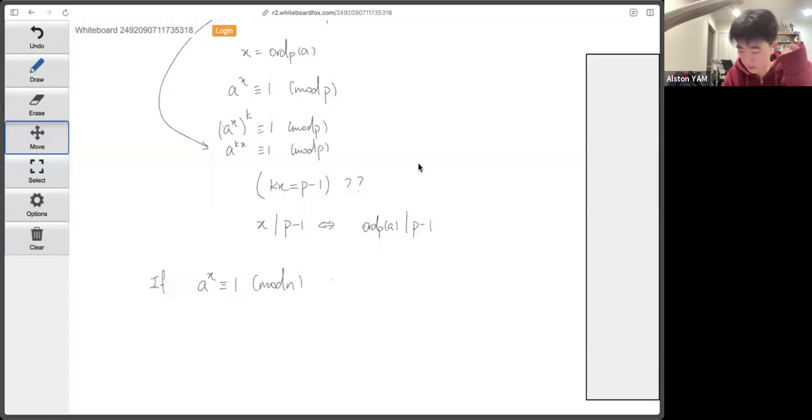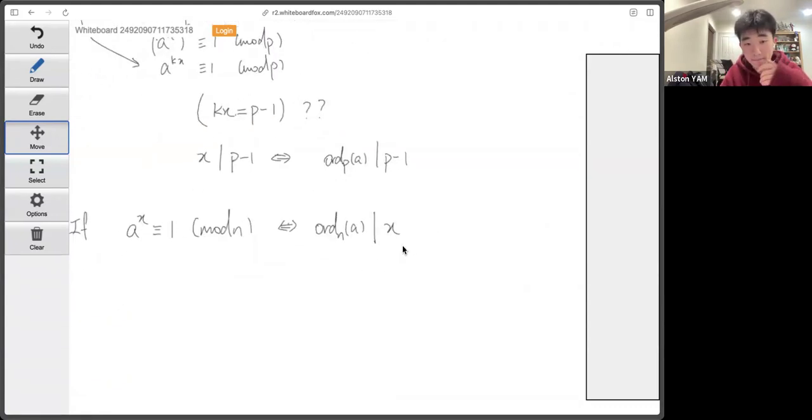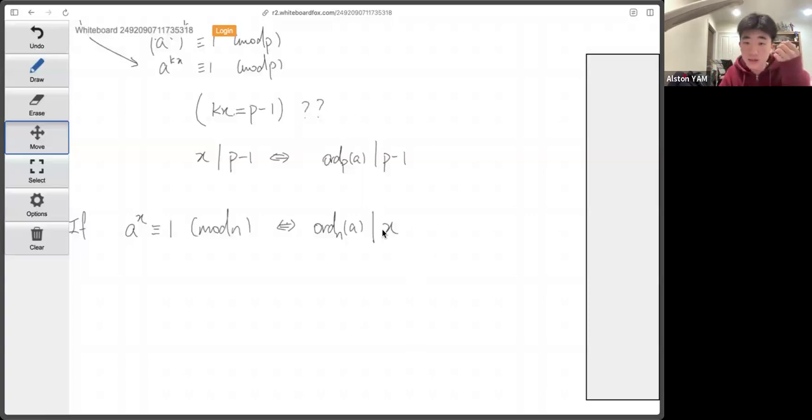Why is my whiteboard not working? Okay, so we have an if and only if. And that is the order of A with respect to N, remember, N is the mod, that would divide X. You can see how this result up here is a special case of the fundamental theorem of orders.